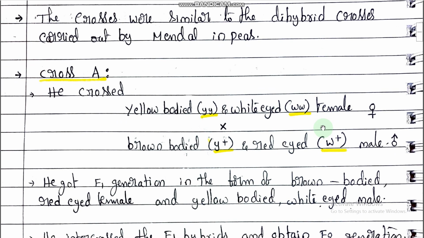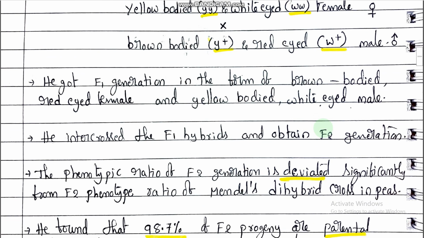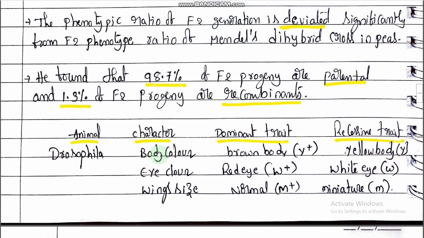So he had done two different types of crosses, cross A and cross B. What animal did he select? Drosophila is selected. What characters did he consider? Body color, eye color, wing size. In characters there are two different traits, one dominant and another recessive. Body color: brown body is dominant, yellow body recessive. Eye color: red eye dominant, white eye recessive. Wing size: normal is dominant and miniature is recessive, right?